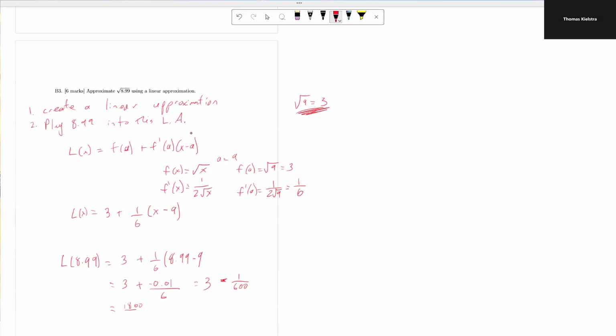1800 over 600 minus 1 over 600, which equals 1799 over 600. And remember, this is a perfectly good number. Yes, it's just less than 3, but this is a really nice way to say that.